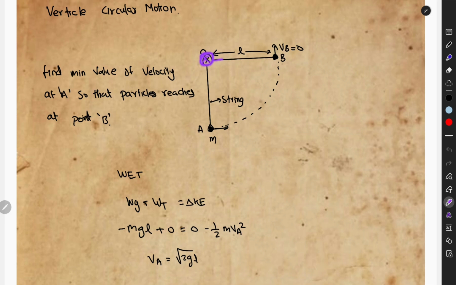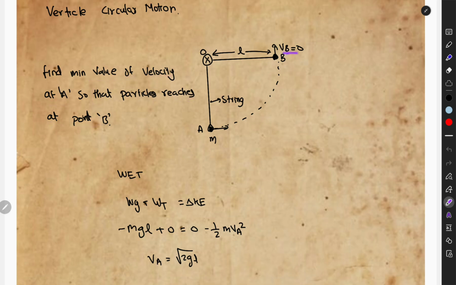Let's say this point is fixed and we have a string which is connected to a ball. Okay, it is initially in this position and it has mass m. So we are gonna rotate this string with some velocity, and you can see when it reaches here, the velocity is gonna be equal to 0. Right? Find the minimum velocity at A so that the particle reaches the point B.